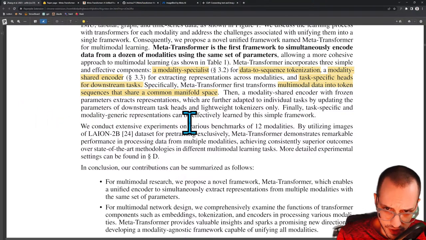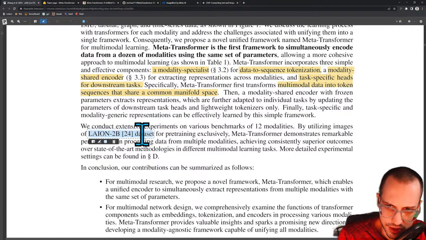We conduct extensive experiments on various benchmarks utilizing images of the LAION-2B dataset for pre-training exclusively. So they only train on images? What's going on here? MetaTransformer demonstrates remarkable performance in processing data, achieving consistent superior outcomes. More detailed experimental settings can be found in section D.